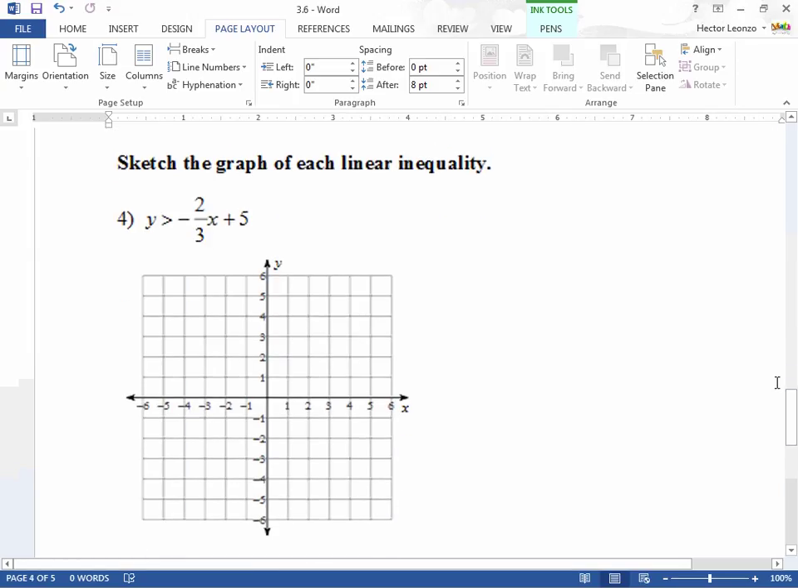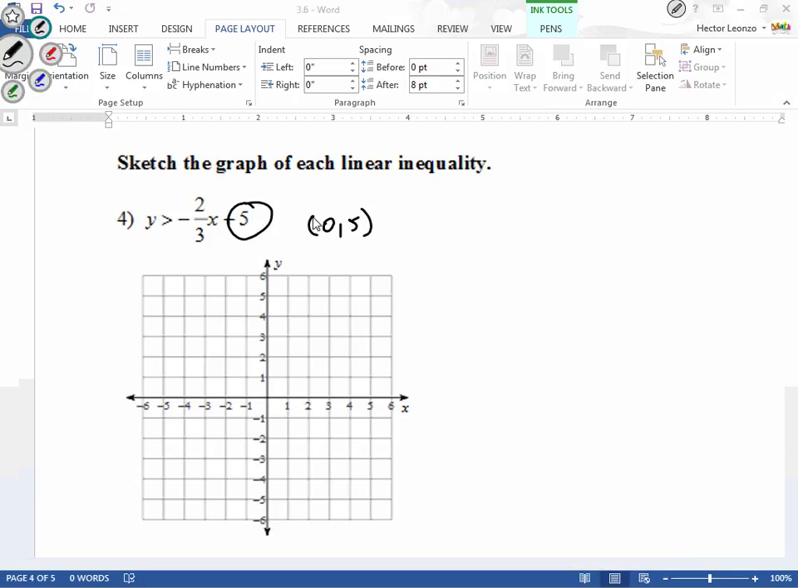We know how to graph lines, especially if it's given in slope-intercept form. I'm going to think of this as a line to begin with. So I know my y-intercept is 0, 5, right? Looking at this, positive 5, I know my y-intercept is the point (0, 5). So I'm going to plot that point. My slope is negative 2 over 3.